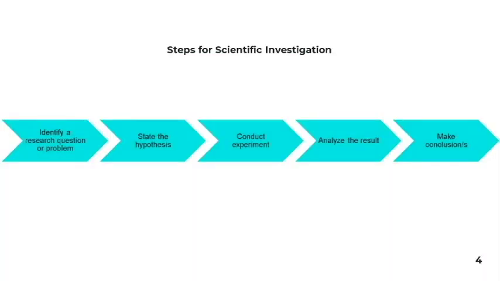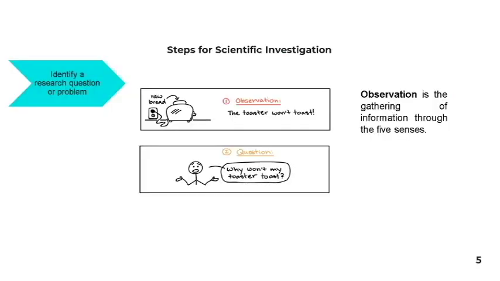In order for you to do scientific investigation, you need to do the following: identify a research question or a problem, state the hypothesis, conduct experiment, analyze the result, and make conclusions. The first step for scientific investigation is to identify the research question or the problem. You can actually do this through observation.